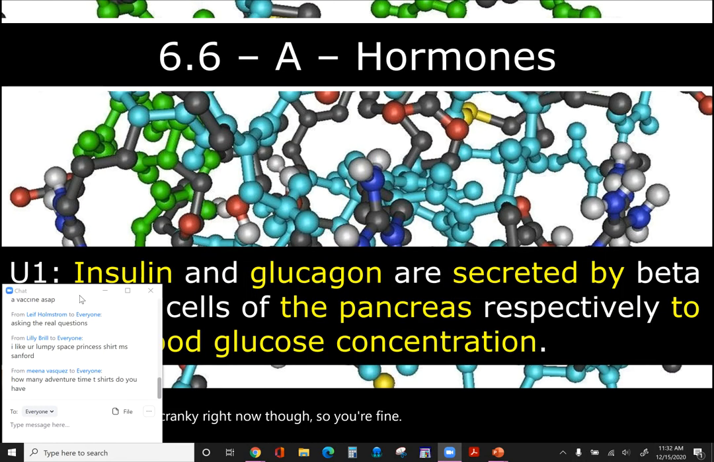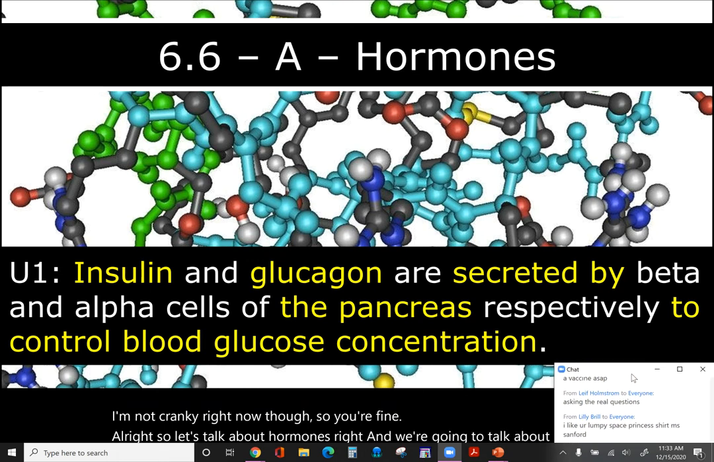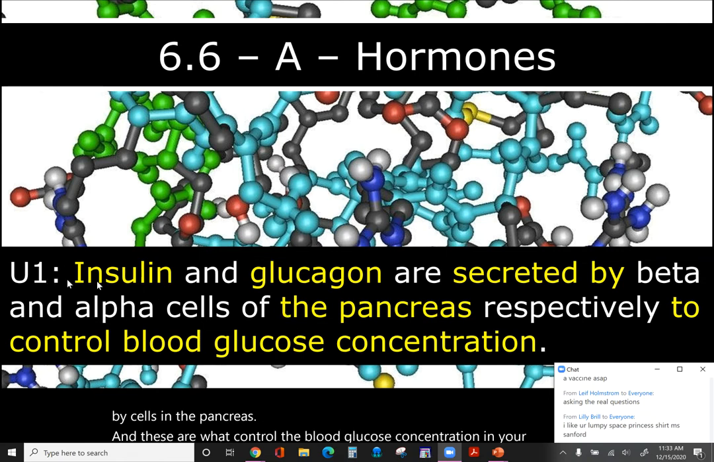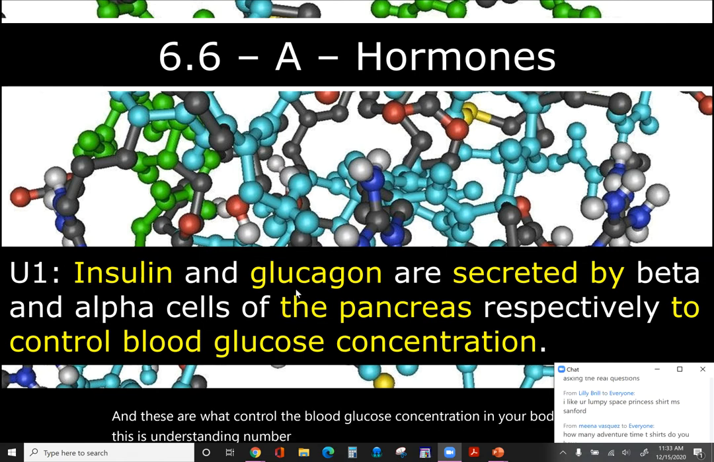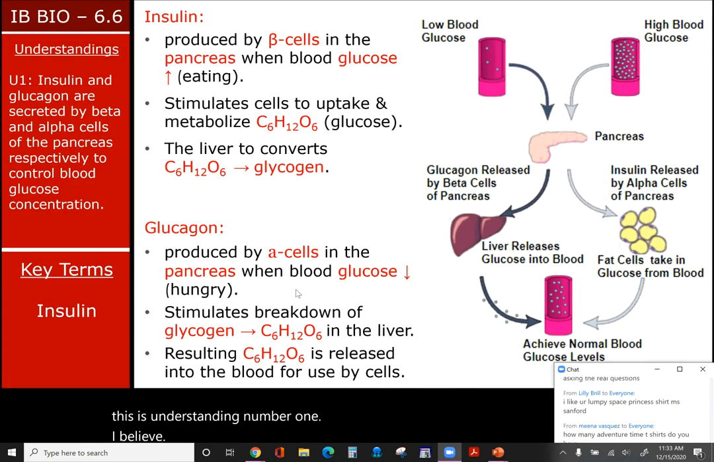All right, so let's talk about hormones, right? We're going to talk about insulin, which is a hormone, and glucagon, which is a hormone, that are secreted by cells in the pancreas. And these are what control the blood glucose concentration in your body. So this is understanding number 1, I believe. Okay, so here's this big complicated diagram. And we're going to take it step by step.